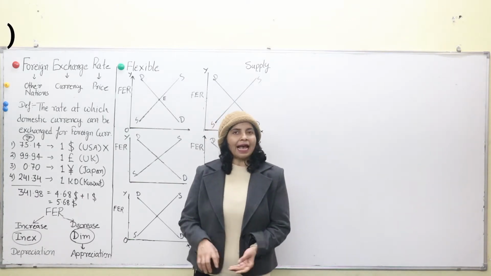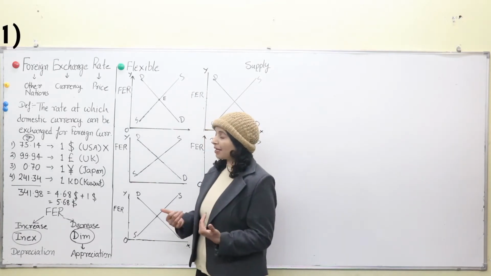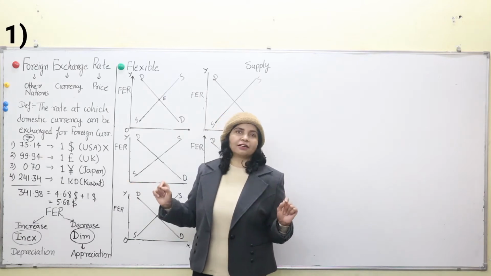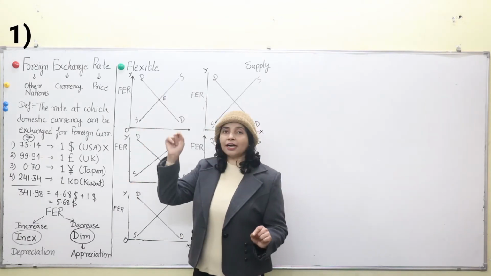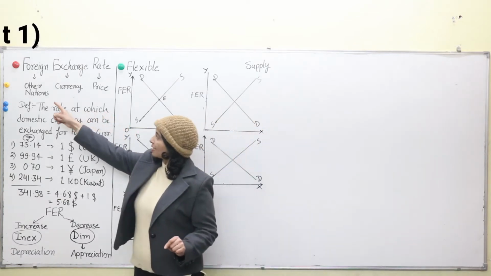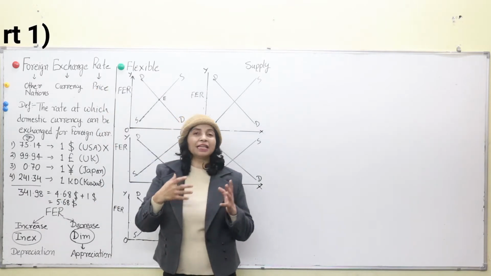What is foreign? Any other nation than my homeland or domestic nation. That is, if I'm an Indian, any other nation other than India is a foreign country to me. So the currency belonging to any other nation is known as foreign exchange. Foreign means other nations, exchange means currency, and rate means price.